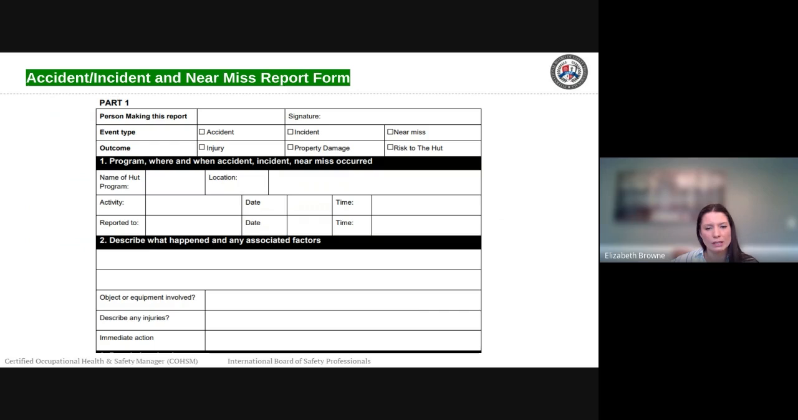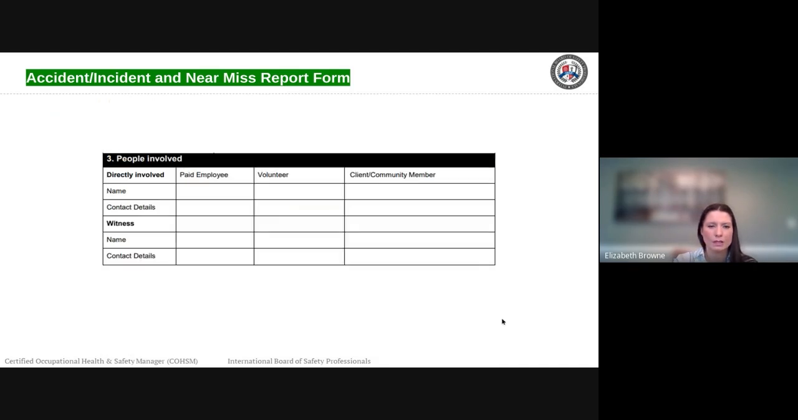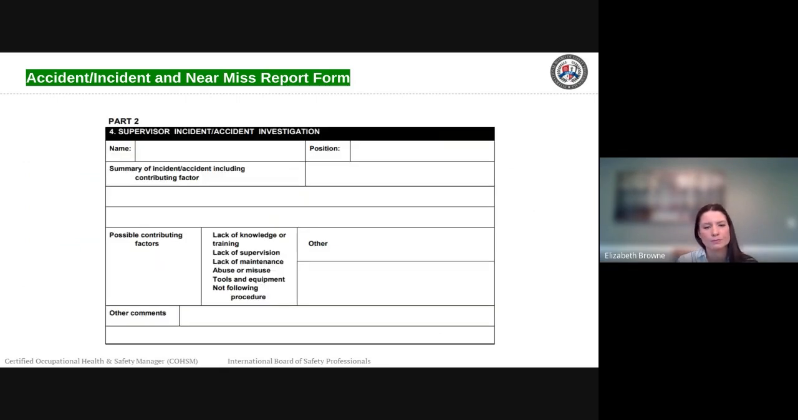Utilizing a report and checklist is very helpful when completing an accident, incident, and near miss investigation. So this just allows us to have a systematic way to document that we conducted this investigation, and kind of helps walk us through and making sure that we have covered all the details that are needed. So here's another look at what that form might look like. We're documenting the people involved, and that can include paid employees. It can include volunteers on site and community members.